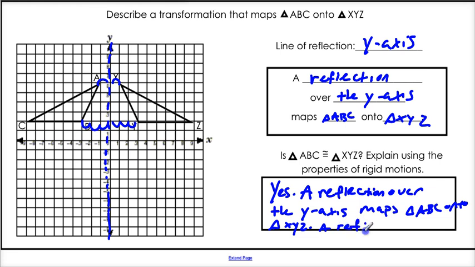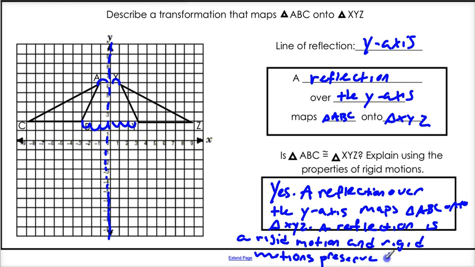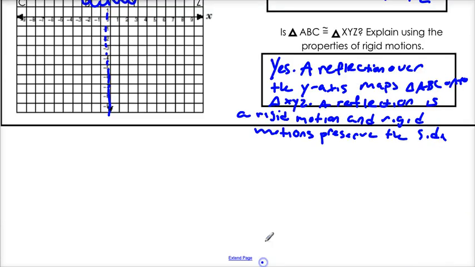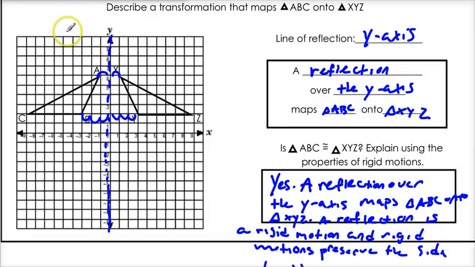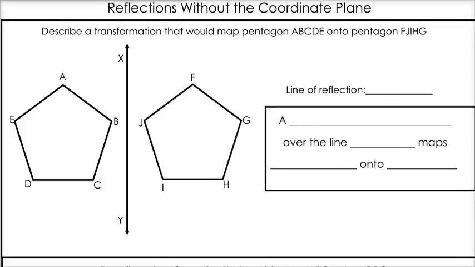A reflection, I know you're getting used to this by now, is a rigid motion, and rigid motions preserve the side lengths and angle measures. I know, you know this already. And congruence means the length of the sides are the same and the angles of the two shapes are the same. So since I know that the side lengths are the same, the angles are the same, and these map onto each other, they must be congruent. So that is the sentence that proves that these two are congruent. They map right onto each other, and the sides and angles are the same.